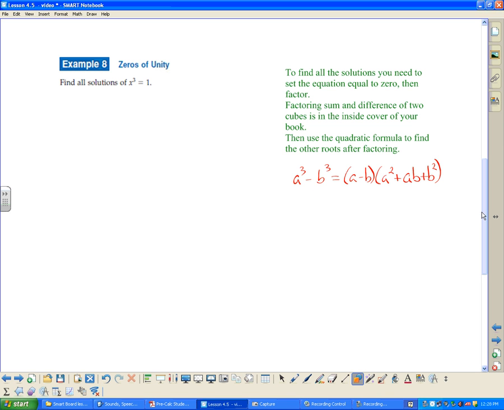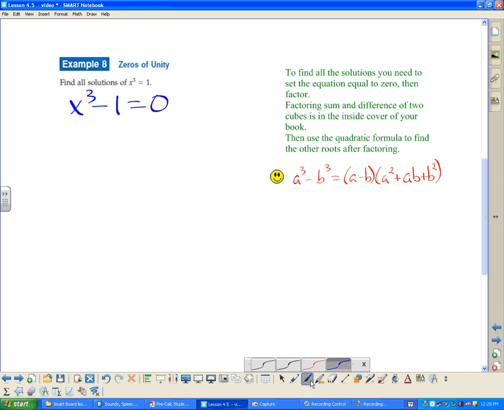And we want to find all the solutions for this equation. So to do that, the first thing we need to do is set it equal to 0. Well, now we have the difference of two cubes. And we've done factoring of the difference of two cubes and the sum of two cubes before. And if you notice, I've put on here a little note for you that says that this shows it in the inside cover of your book. You can see where the factoring is taking place. And I have it right here for you also.